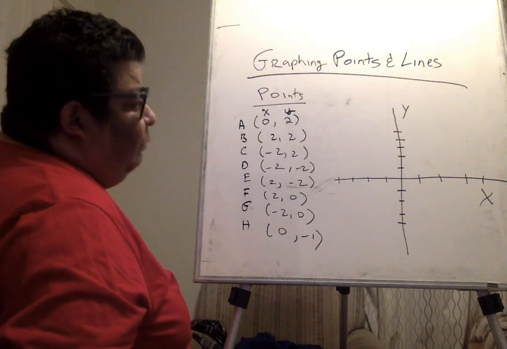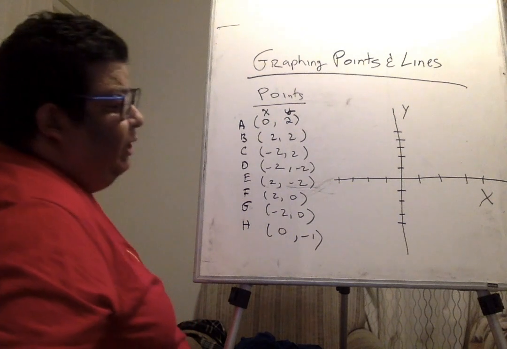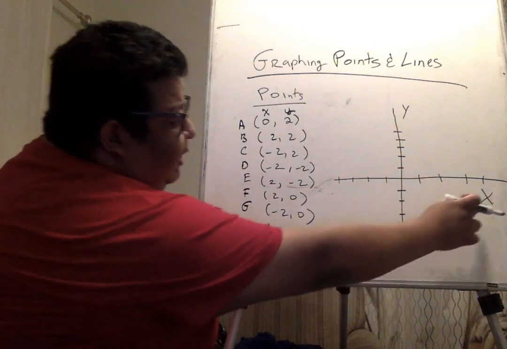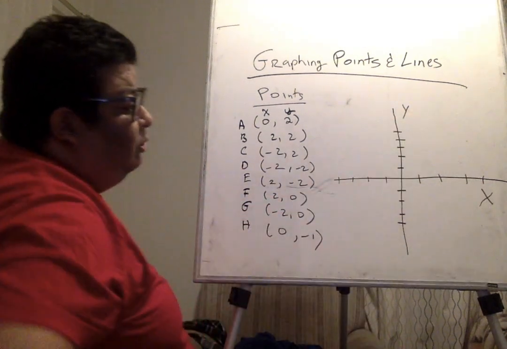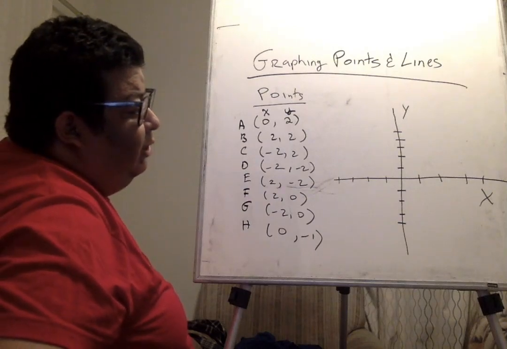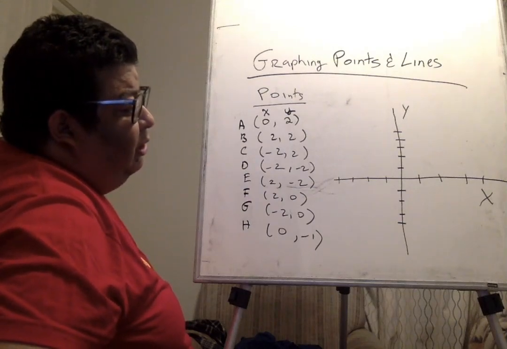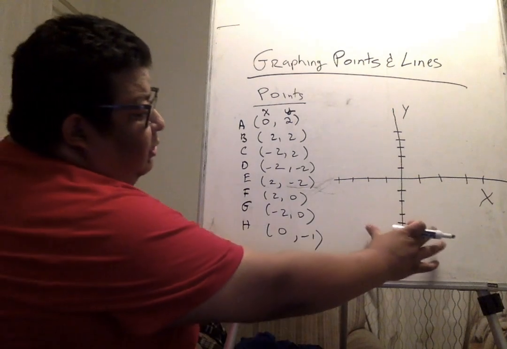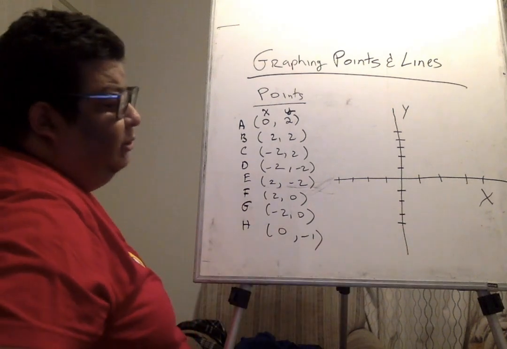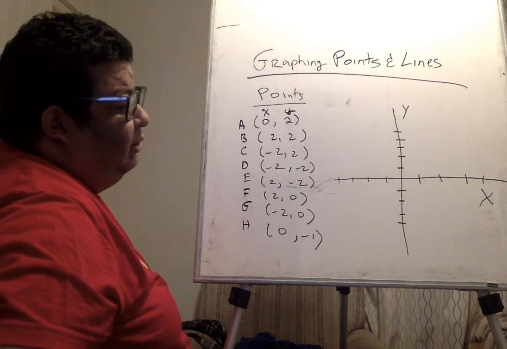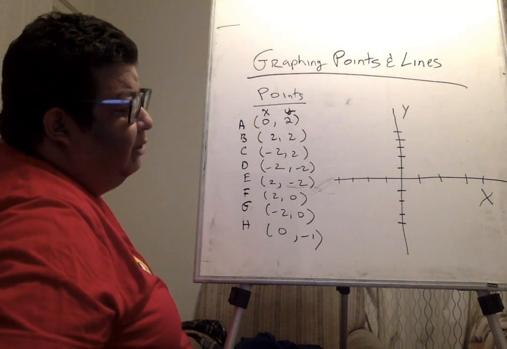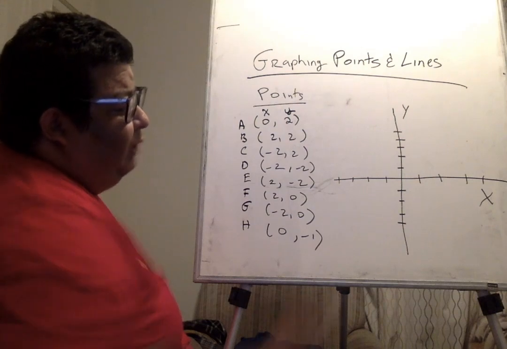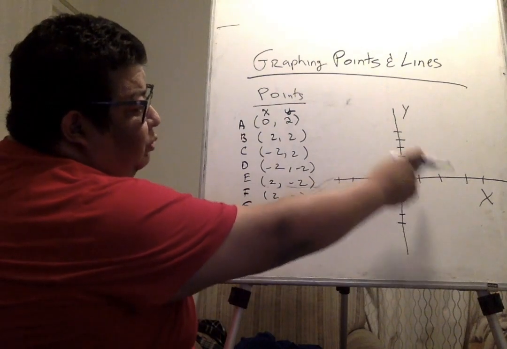So we're gonna graph a point in something called a plane. Usually this is called a plane because it has an X and a Y coordinate. Sometimes they call it Cartesian coordinates, or they call it the X and Y coordinate, or just a plane, a two-dimensional plane, because we have only X and Y.